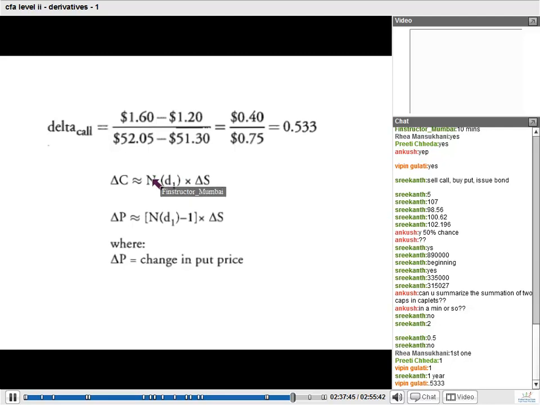Just understand what we computed as N(d1). N(d1) is also the delta of a call option. Okay, just remember this relationship. If I compute N(d1), it will also approximately come out to be 0.5333. N(d1) is the delta of a call option. Delta of a put option will be N(d1) minus 1. It's negative. For put options, delta is negative because as the price of the underlying goes up, the value of the option comes down.